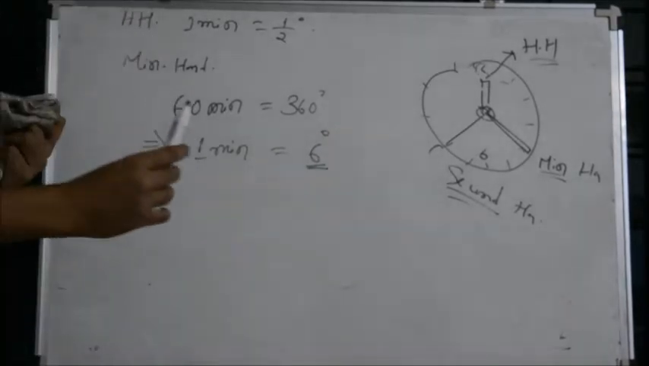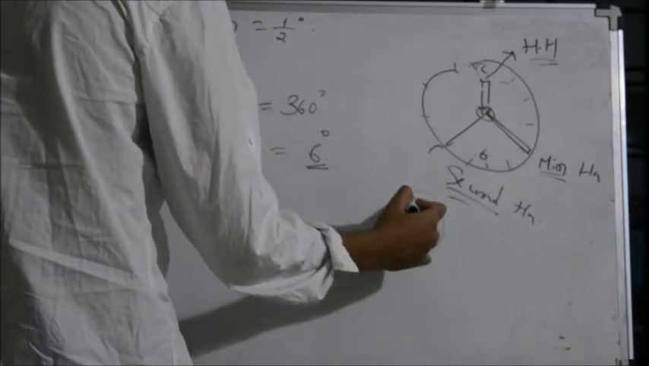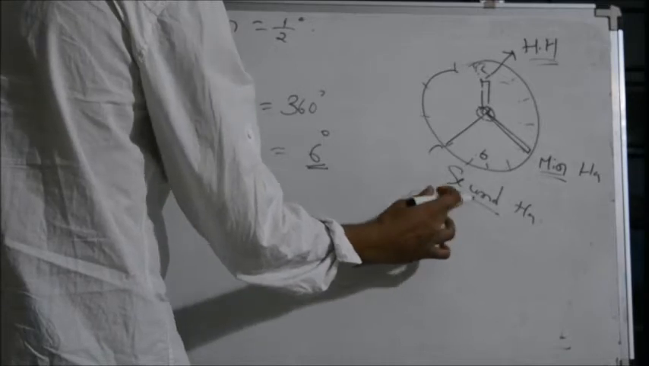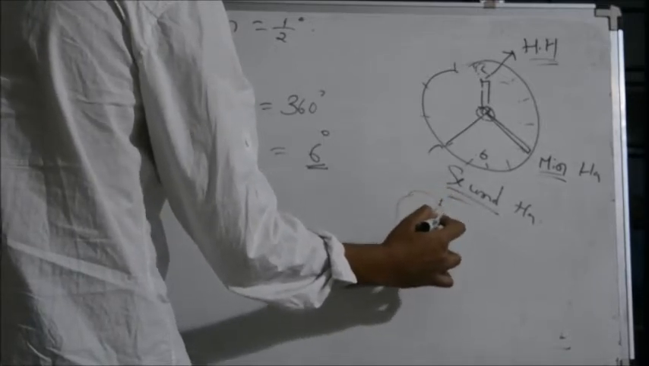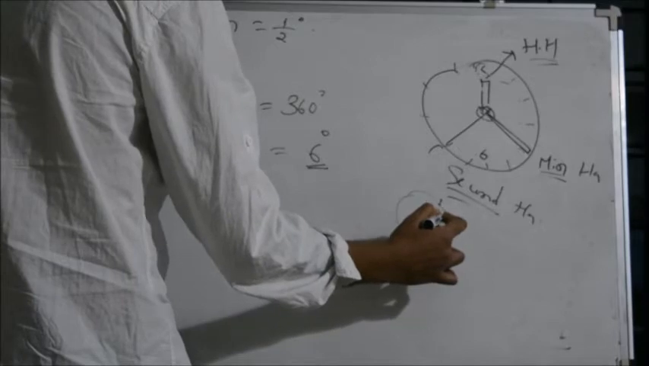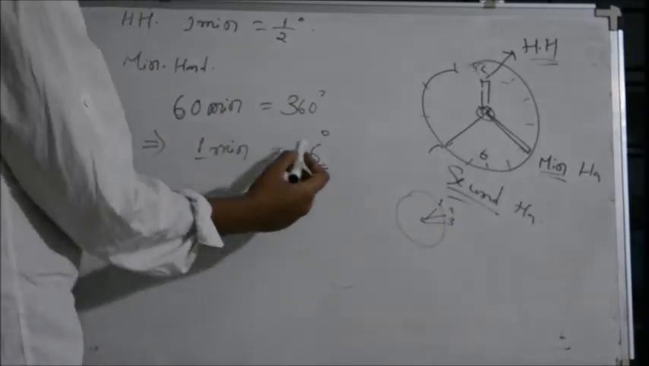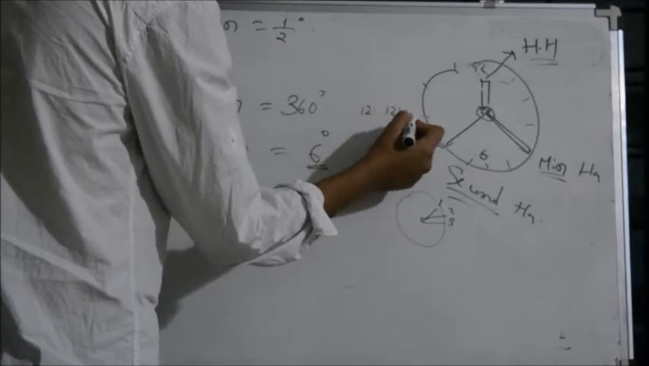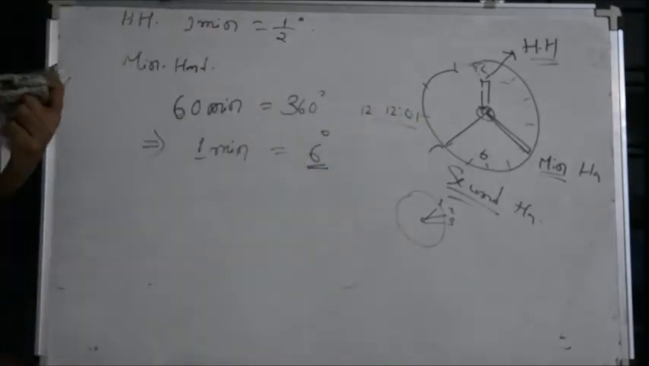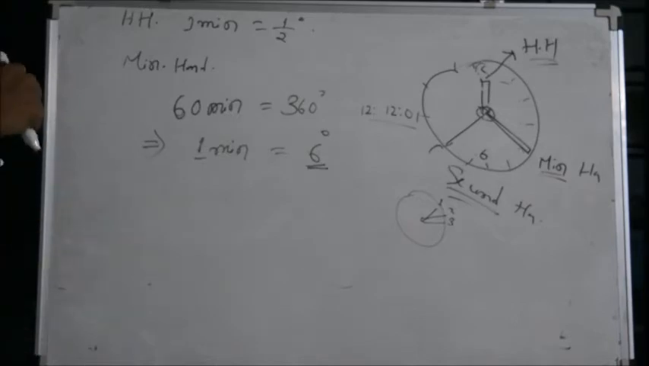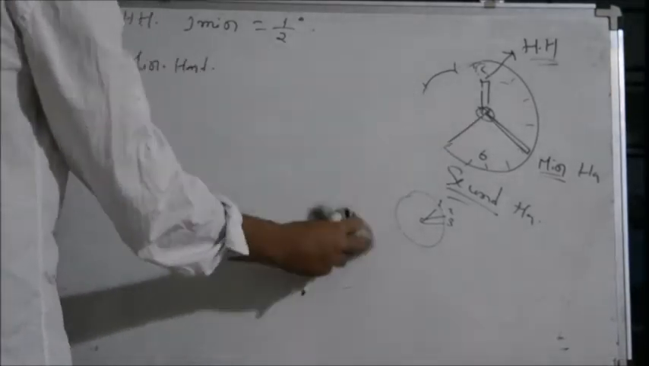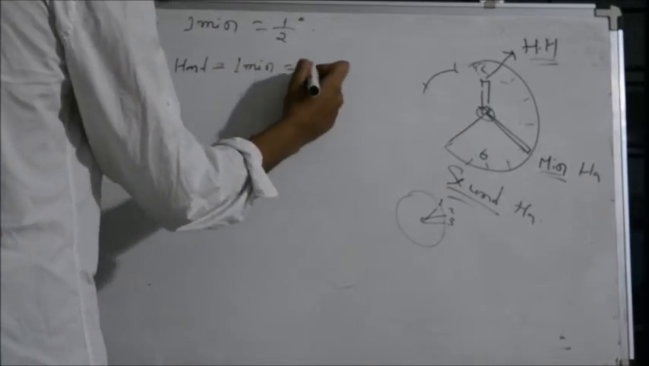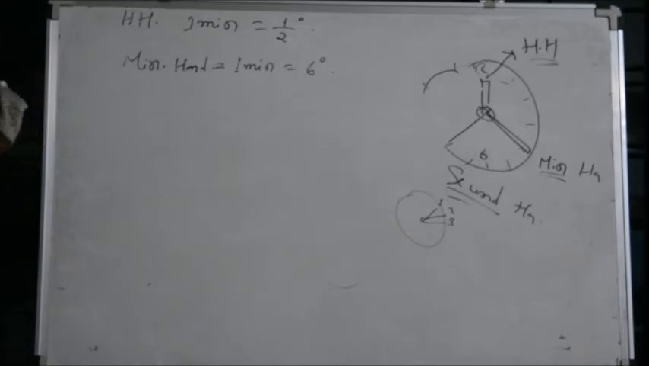So in 1 minute, suppose the minute hand is at 5. This is, suppose, 1 p.m. Here we have 3. Here we have 2. So in 1 minute, from 12 o'clock to 12 past 1, the minute hand will move 6 degrees. Fine? So here we can write, the minute hand will move 6 degrees in 1 minute. Now for the second hand.